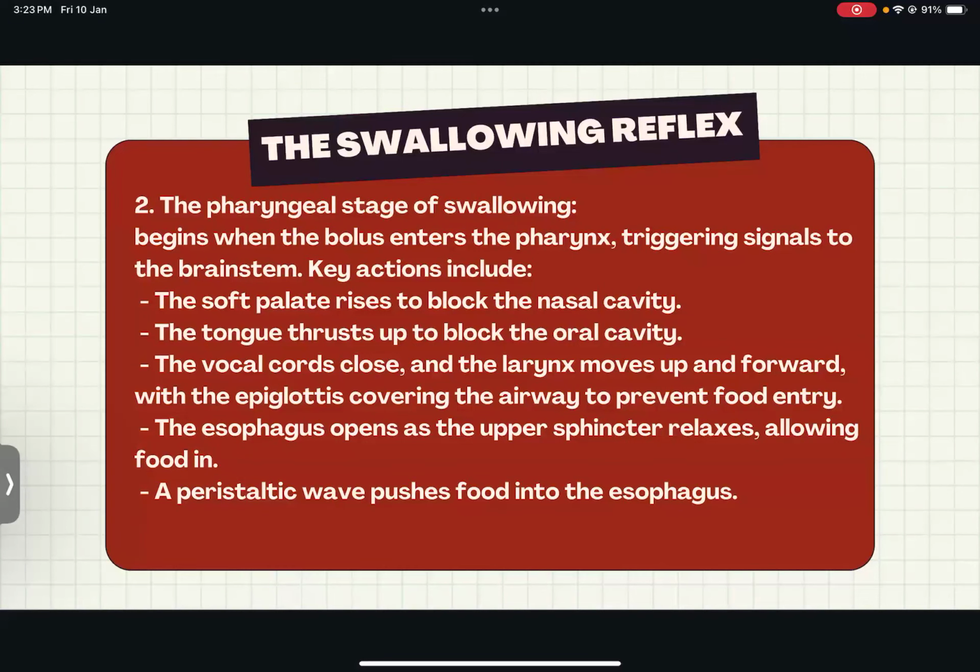And also the esophagus opens, which is the upper sphincter, and allows food in. And then the peristaltic waves will continue the work by pushing the food into the esophagus.